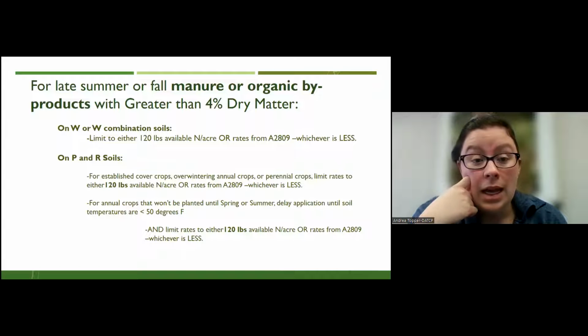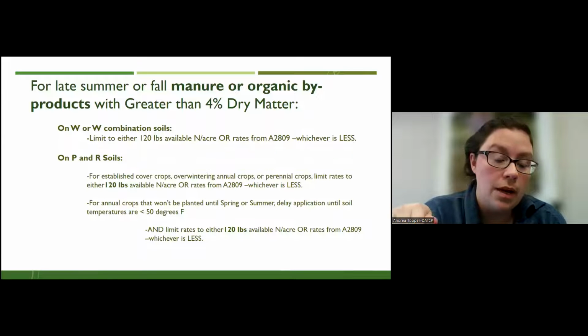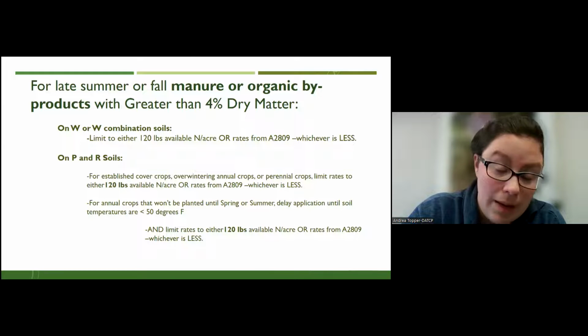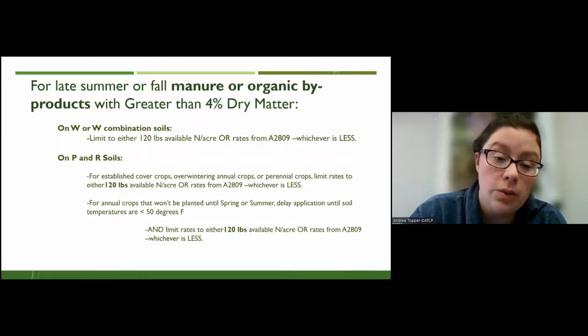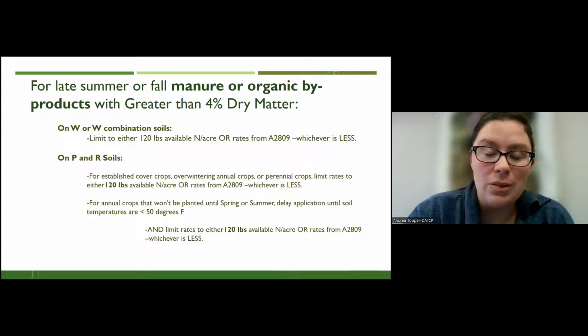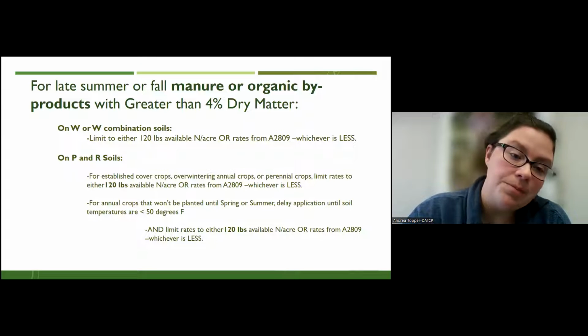Okay, so quickly, for late summer or fall manure applications with greater than 4% dry matter on W or W combination soils, we're going to be limiting our application to either 120 pounds of available N, or looking at rates in A2809. A2809 is the field and vegetable book for the state of Wisconsin. It has all of our fertility recommendations that we base our nutrient management program off of.